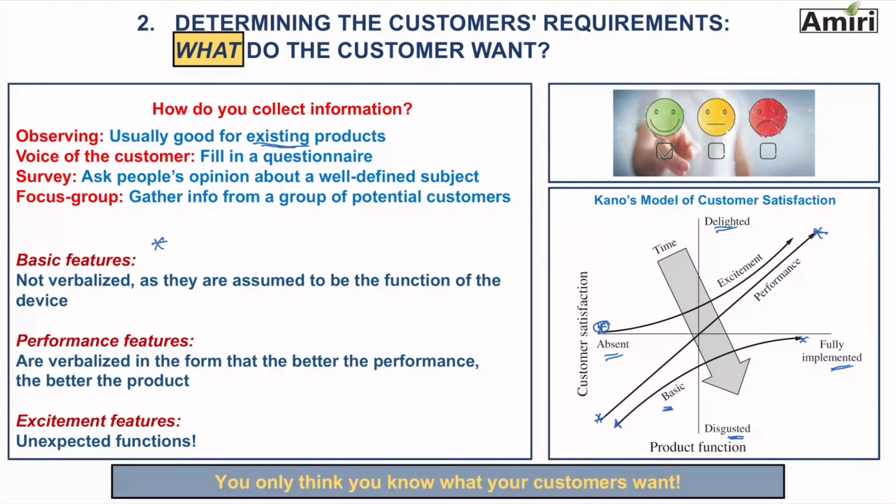One thing to also consider is over time, and that's what the time portion of this graph is. Over time, the excitement feature becomes a performance feature. Performance features become basic features in a car. If you buy a car that has a wireless charging station for your cell phone, the next car you want to buy, you automatically expect that to be there. So that becomes a performance feature or even a basic feature. And that's what it means over time.